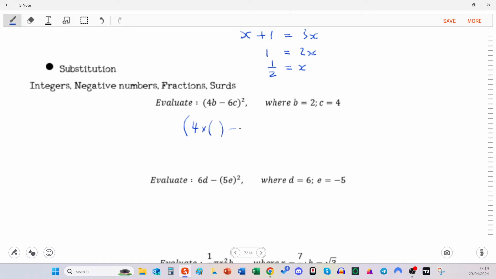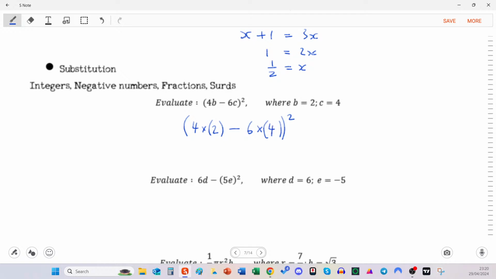4 times something, take away 6 times something, and that's all squared. So you can see I've got this bracket open where I'm going to put something in. The first bracket was B, so B is 2. Substitution means you're switching for something equivalent. So B, I'm going to switch it out for what it's equal to, which is 2. And then the C is 4.